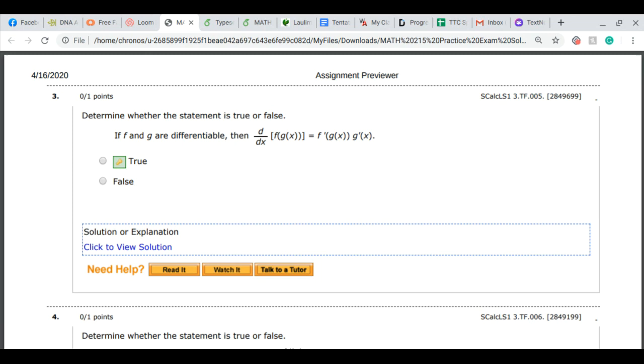The third problem asks, if f and g are differentiable, is the derivative of f composed with g of x equal to f prime of g of x times g prime? You've seen this in lecture and in practice. Yes, this is the chain rule, and this is indeed correct. The derivative of a composite function is the derivative of the outside function evaluated at the inside function times the derivative of the inside function.